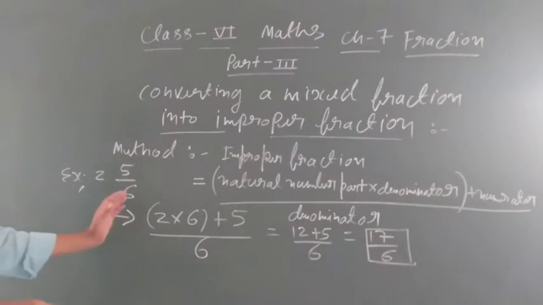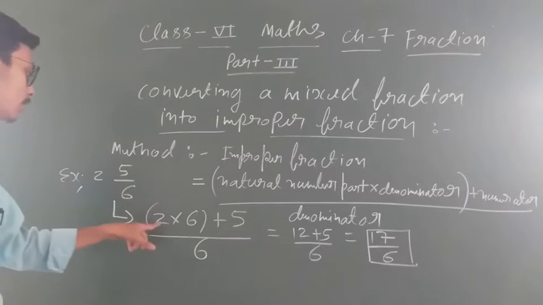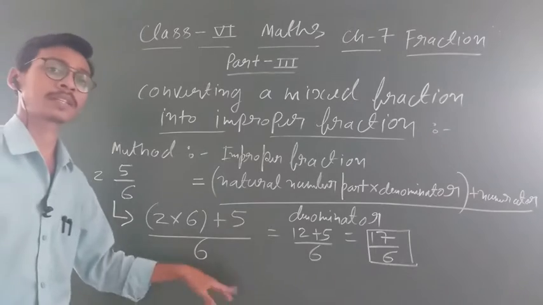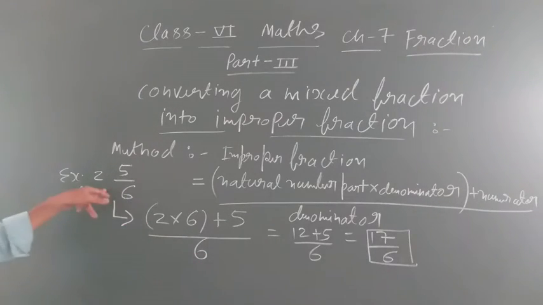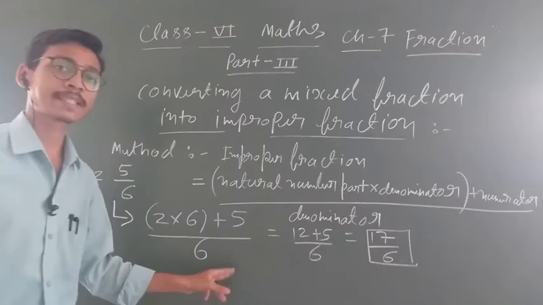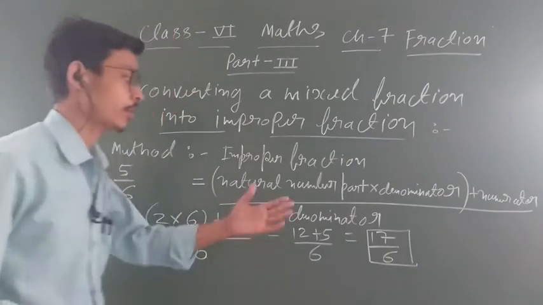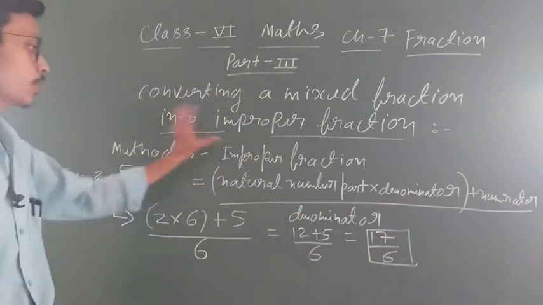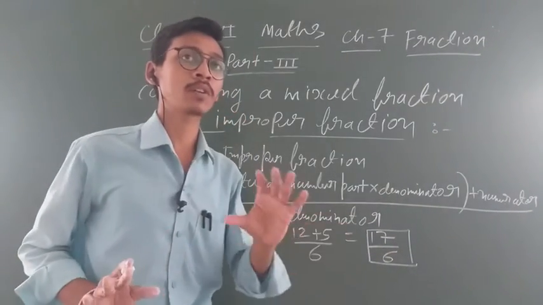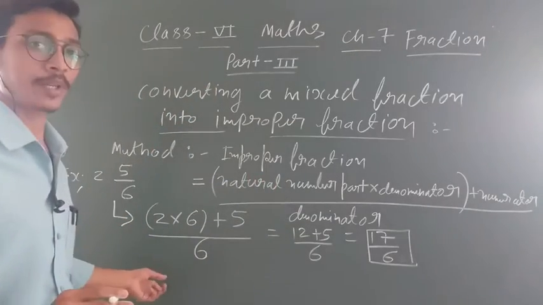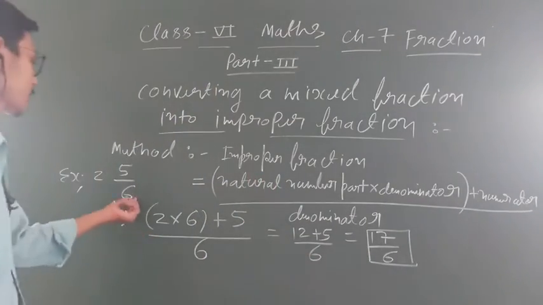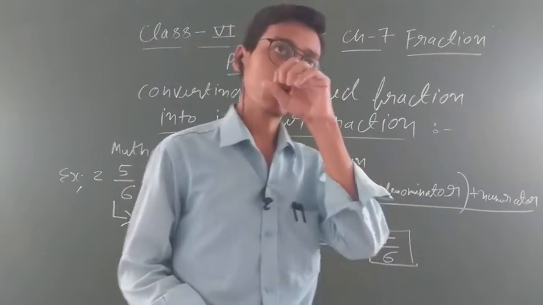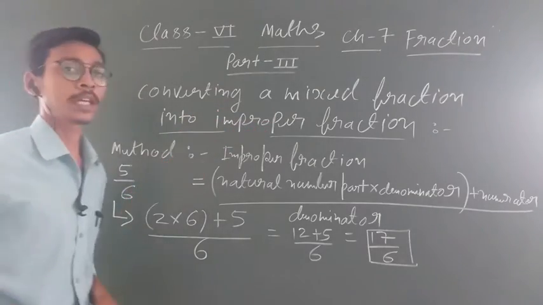This is our mixed fraction. What did we do? First we write down natural number multiplied by denominator plus numerator upon 6. Directly you know that 6 2s are 12, 12 plus 5 is 17 upon 6. But anyone can ask how it will come, what is the actual formula. So you will give the proper explanation, because math is based on conceptual knowledge. So very simply, 6 2s are 12, 12 plus 5, 17 upon 6. Okay student, so this is how to convert a mixed fraction into an improper fraction.